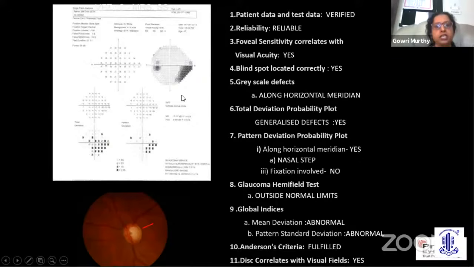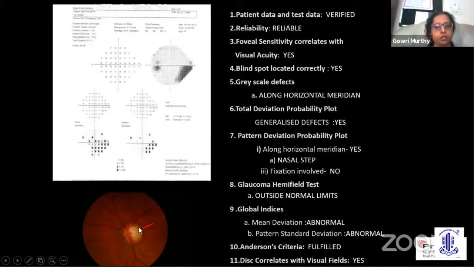And what does the GHT say? It is outside normal limits, and global indices are also abnormal, MD and PSD. Is the Anderson criteria fulfilled? Greater than 3 non-edge points abnormal in a clinically relevant area? Yes, it is fulfilled. Does the disc correlate with your visual fields?